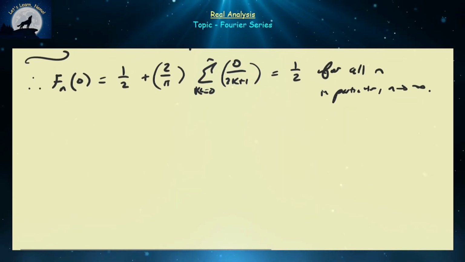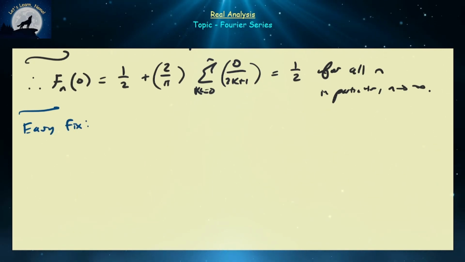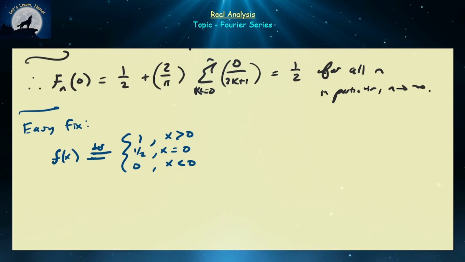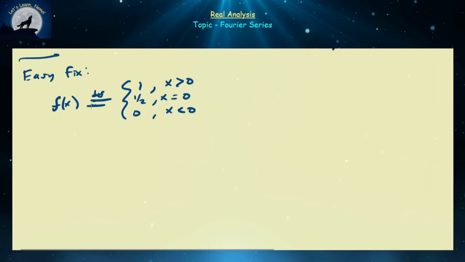But this is actually an easy fix. We can just redefine our function f of x. So we can say that f of x is equal to 1 for x greater than 0, 1/2 for x equal to 0, and 0 for x less than 0. All right, we fixed that particular issue, so it's not really a contradiction that it didn't converge. Now, it is a contradiction for our original function, but our redefined function doesn't have this as a counterexample, because it's definitely too easy to find.